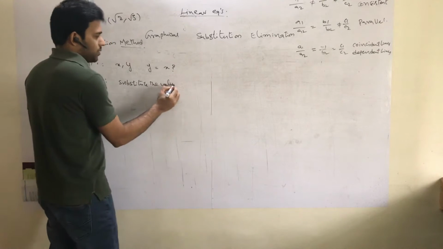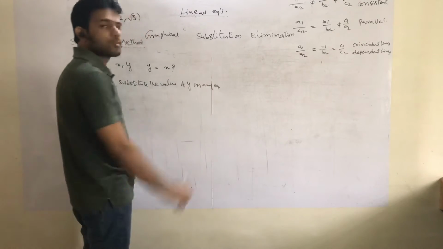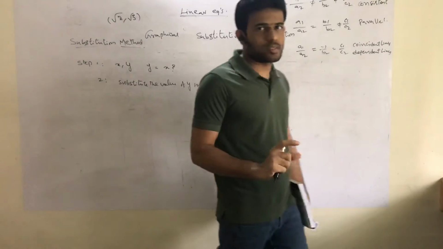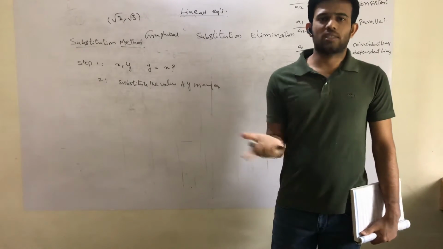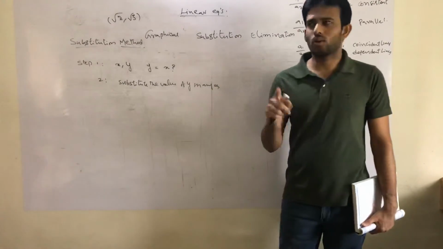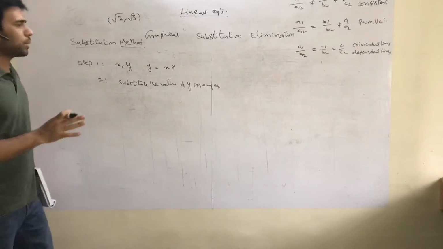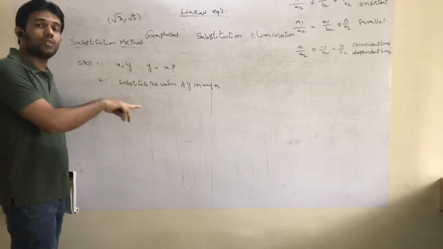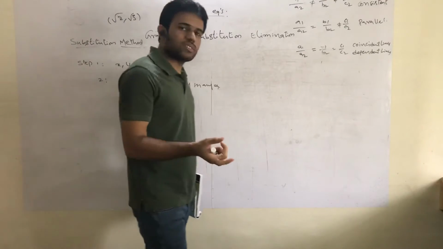Then step 2: you substitute the value of y in any equation. There are two equations, right? From equation 1 you will write y in the form of x. If x plus y equal to 1, you will write y equal to 1 minus x. So you are representing y in the form of x, and then substituting the value of y in the next equation. That way y is represented in terms of x.